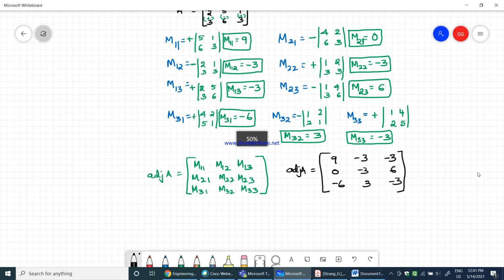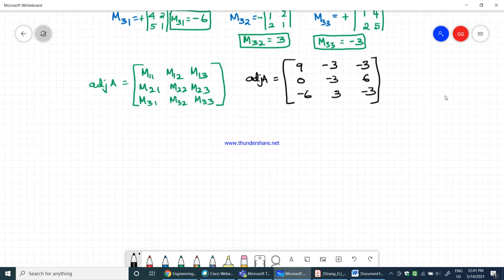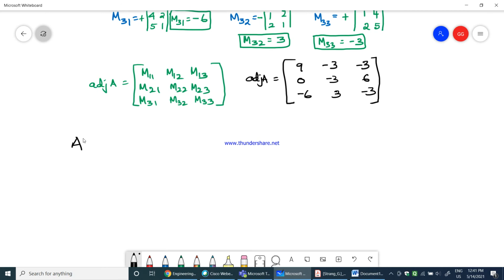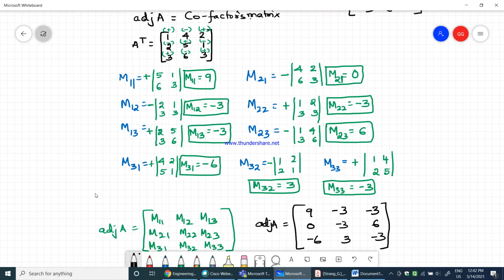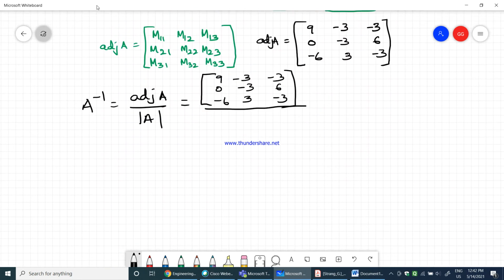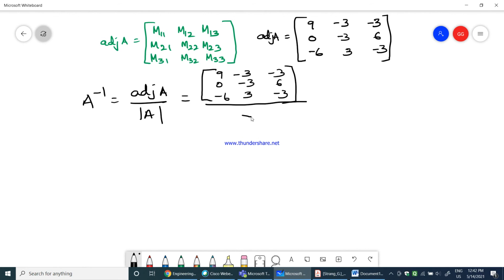Therefore A inverse equals adjoint of A divided by determinant of A, which is equal to 9 minus 3 minus 3, 0 minus 3 6, minus 6 3 minus 3, divided by the determinant which we have found already earlier, which is minus 9. So you are dividing all these elements by minus 9.